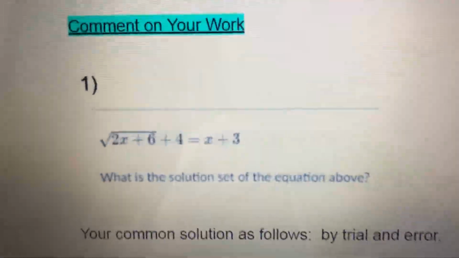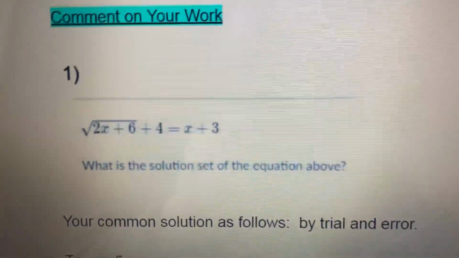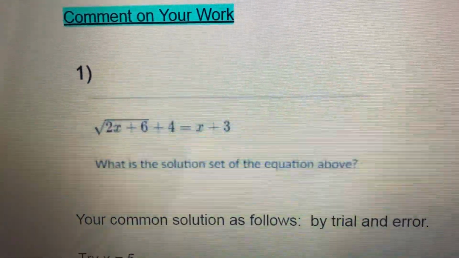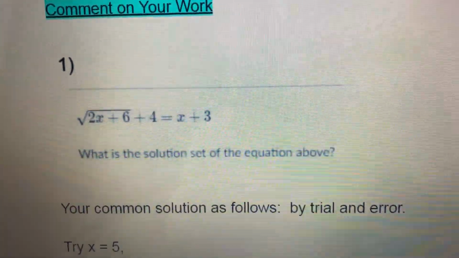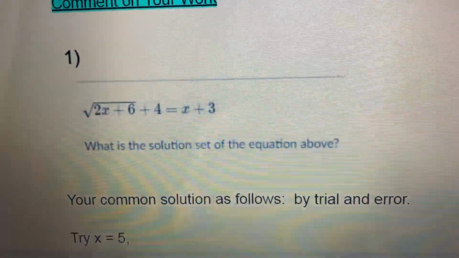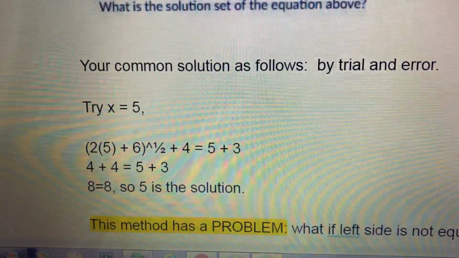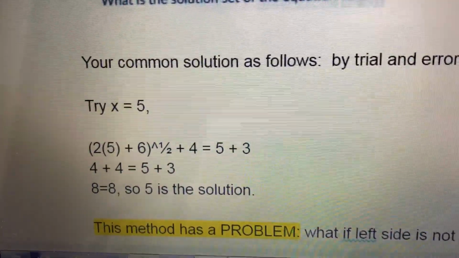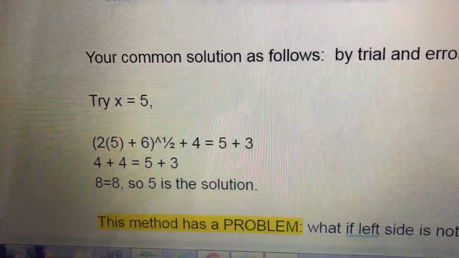Now I want to comment on your work. Take the example of problem number 1. It's asking for the solution set of this equation. I notice a lot of you have a common solution by trial and error. Try x equal to 5, and then you plug it in, and it says the left-hand side is equal to the right-hand side, so 5 is the solution.